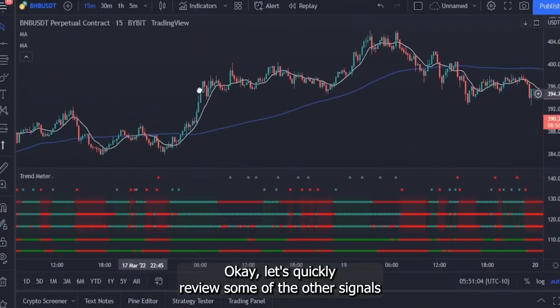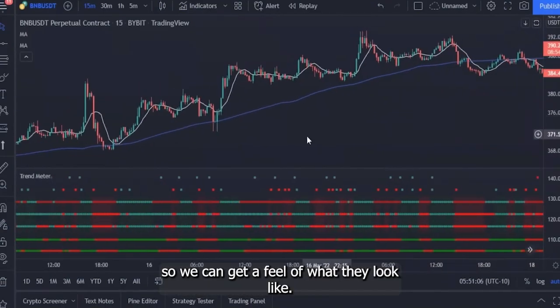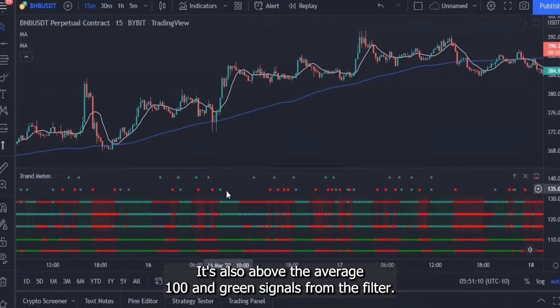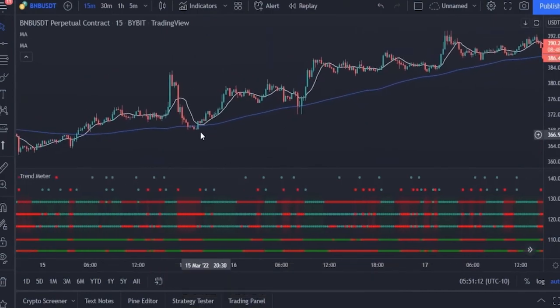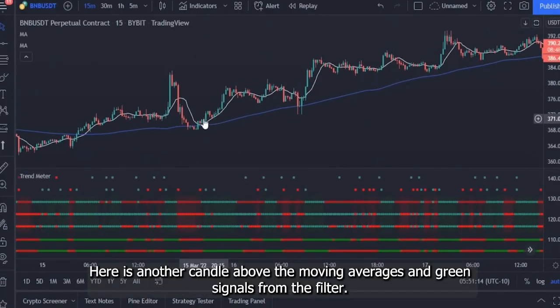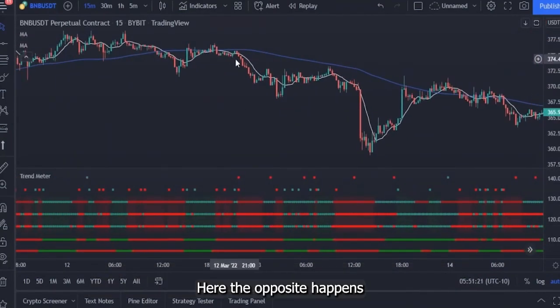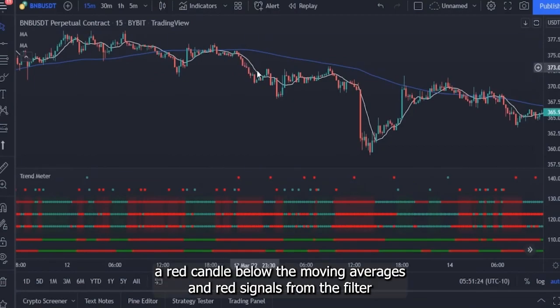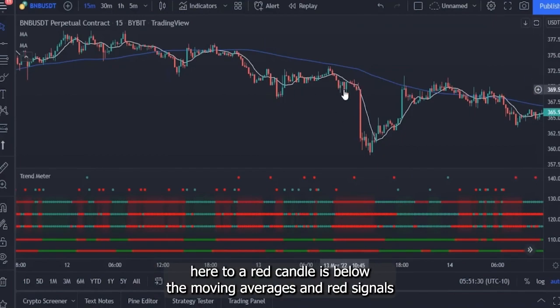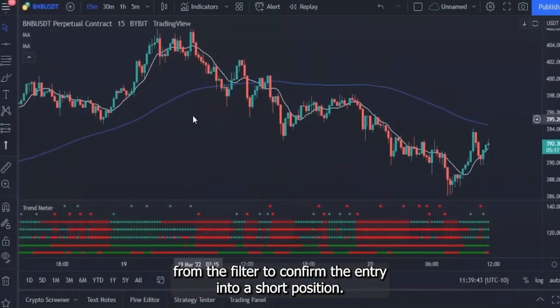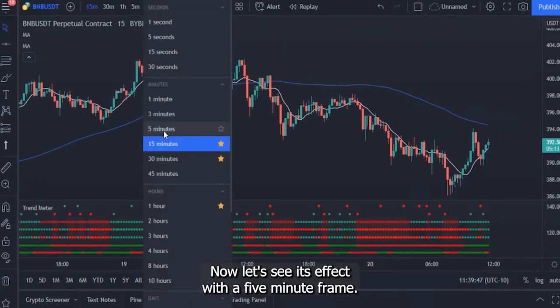Okay, let's quickly review some of the other signals so we can get a feel of what they look like. Here is a candle that breaks through the average 9. It's also above the average 100, with green signals from the filter. Here is another candle above the moving averages and green signals from the filter. Here the opposite happens, a red candle below the moving averages and red signals from the filter. Here, too, a red candle is below the moving averages and red signals from the filter to confirm the entry into a short position.